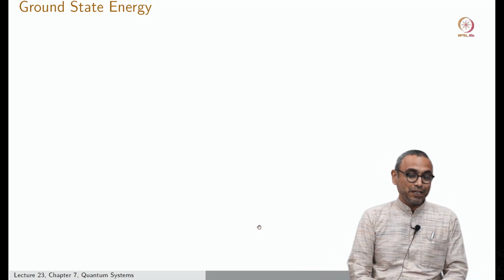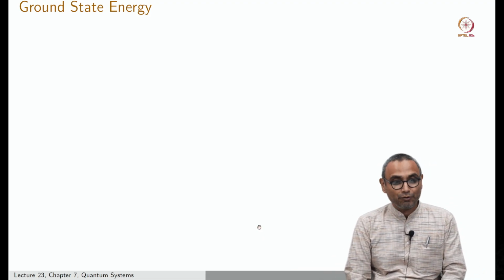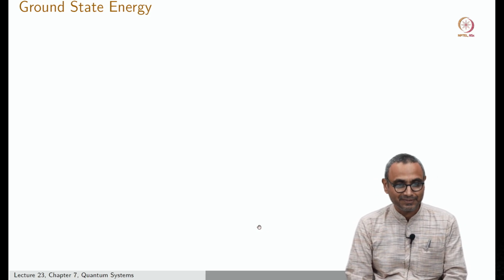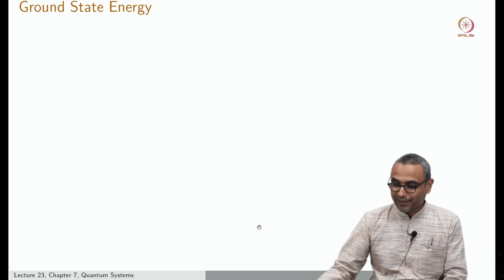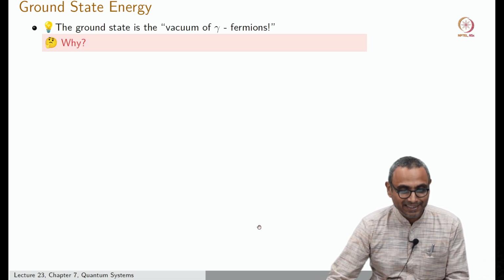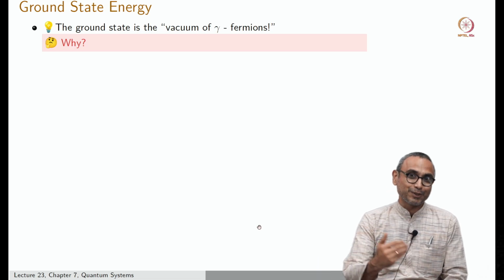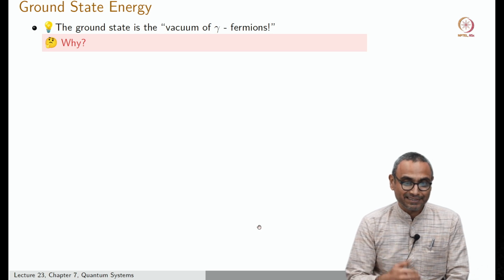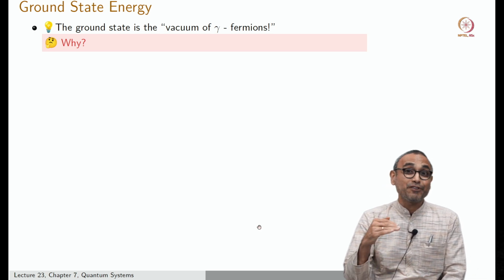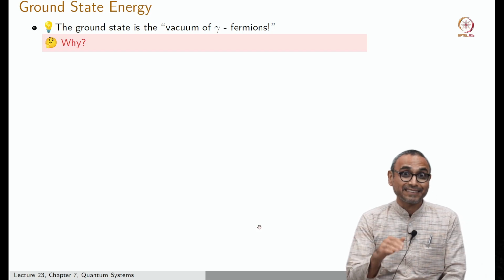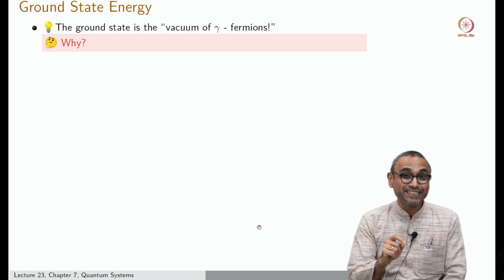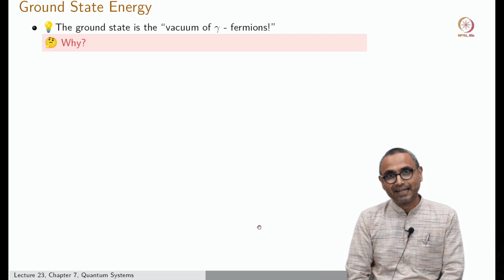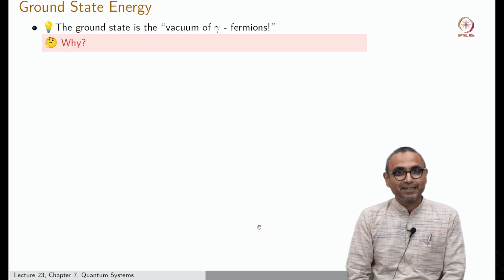Okay. So we are now ready to find out the ground state energy of our system. So how do we find out the ground state energy? I am going to make a statement and pose a question to you. The ground state of this system is the vacuum of gamma fermions. That means the statement is that the ground state has no gamma particles, right? This is the statement.